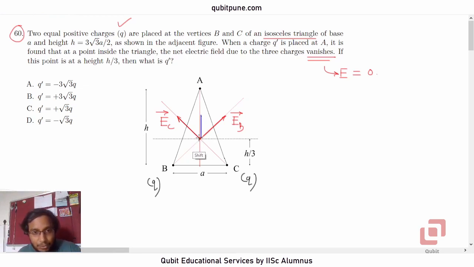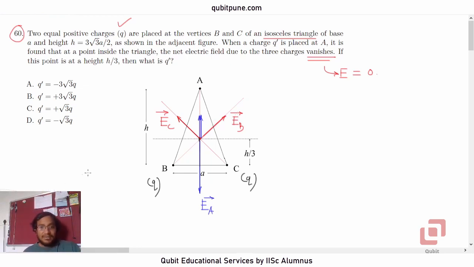So let me show two of those arrows here, just to signify that there are two such components. And to counter the addition of these two, the point charge at A must be positive, because if it were negative, then it will actually assist and it will increase the magnitude of the electric field at this point. So the electric field due to A must be directed away, and it will be equal to the addition of E_C and E_B's vertical components. Okay, that's clear.